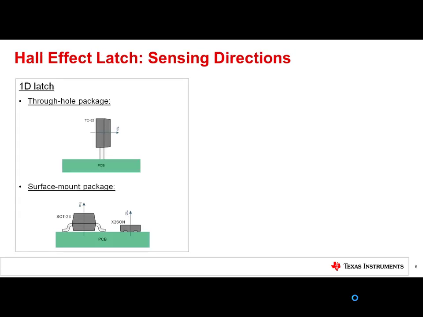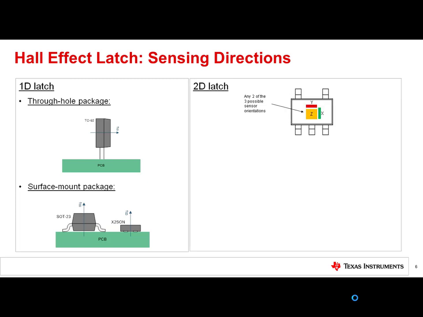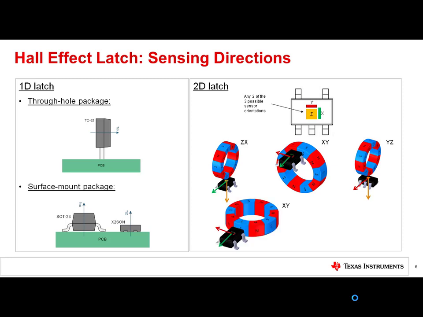As we have just shown, 1D latches have a single Hall element at the center of the device, which is sensitive to magnetic fields perpendicular to the face of the package. Once soldered onto the PCB, a through-hole package or surface mount package each offer a unique sensing direction, and sensing capabilities are defined by mechanical constraints of the application. Because 2D latches have Hall elements which are orthogonal, or rotated 90 degrees from each other, and can measure components in 2 different directions, they offer a wide range of mechanical configurations. 3 sensitivity combinations are possible: XY, YZ, and ZX.